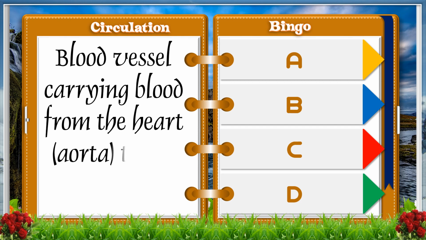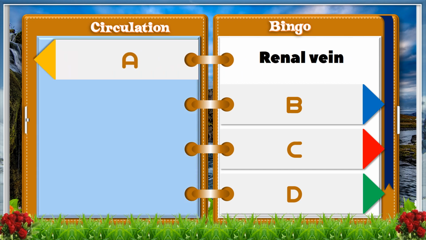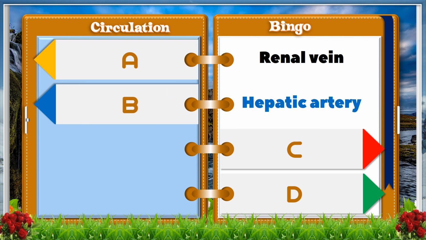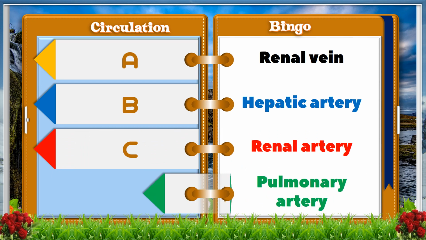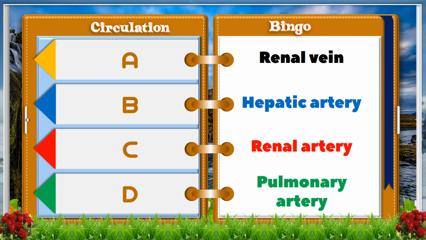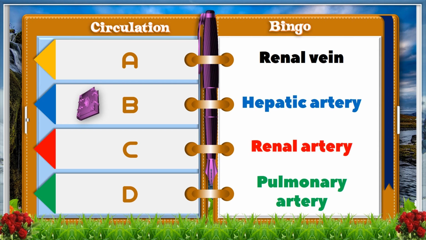Blood vessel carrying blood from the heart or aorta to the liver. A. Renal vein. B. Hepatic artery. C. Renal artery. D. Pulmonary artery. And the answer is B. Hepatic artery.